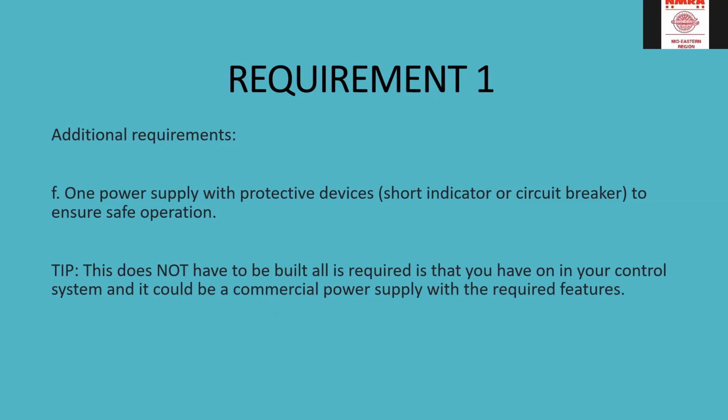And we know that our power supplies typically have a device, a circuit breaker that's going to kick out if we're drawing more. On my layout, for an example, my power supply is capable of 8 amps. If I draw more than 8 amps, it trips the circuit breaker. So that's not a good thing, and we're trying to protect our locomotives from issues with short circuits and such affecting the decoders and having decoders go up in smoke. So the tip here is this does not have to be built. All that is required is that you have it on your control system, and it could be a commercial power supply with the required features.